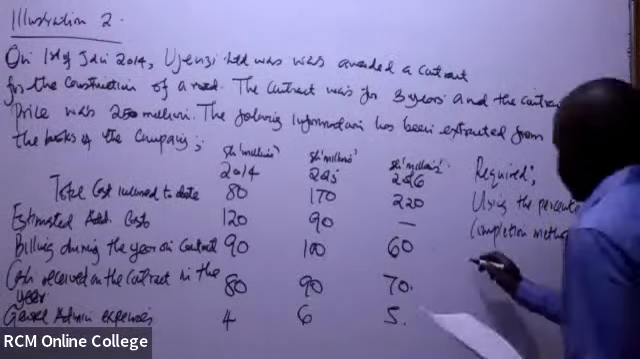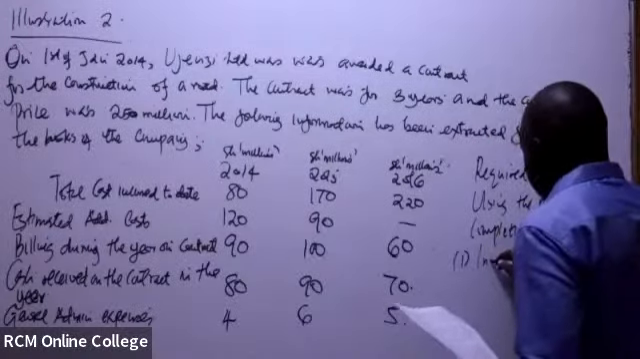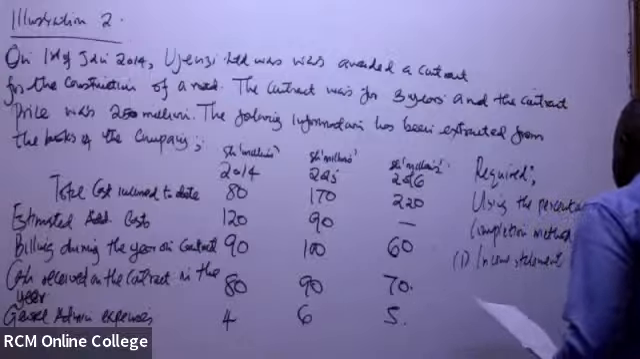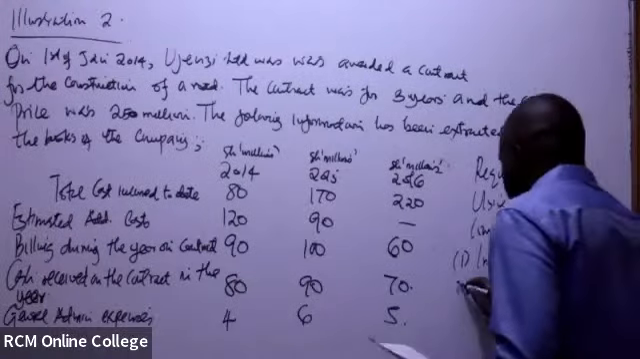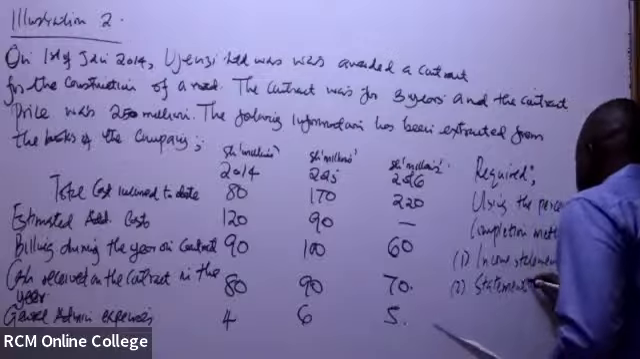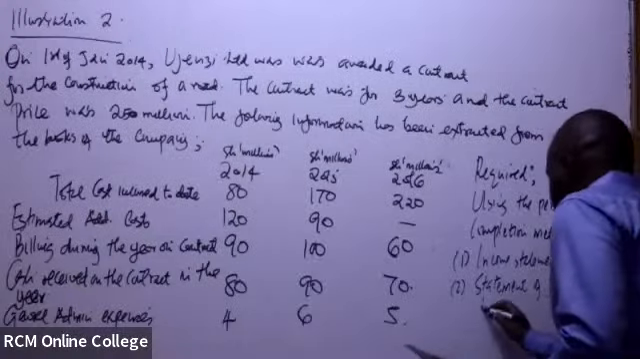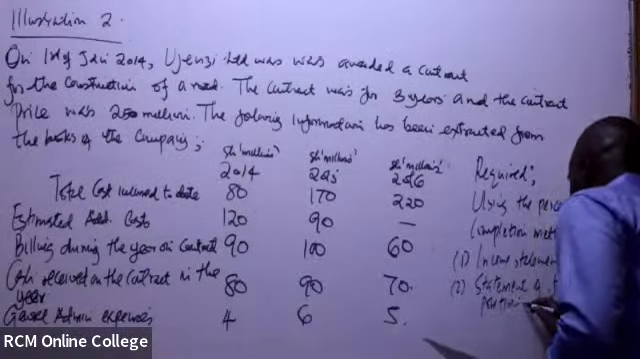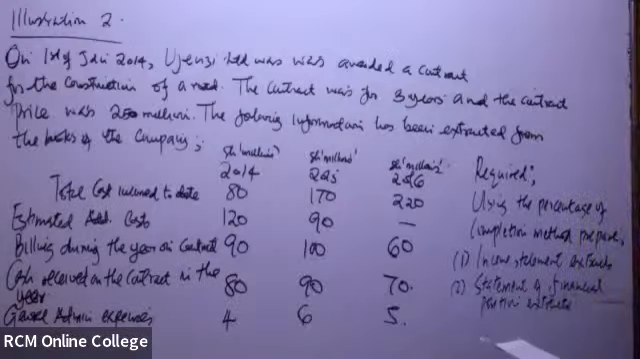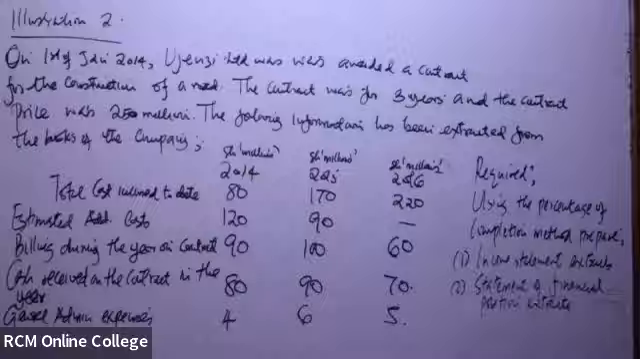What are we required to prepare? Number one, income statement extracts. Number two, statement of financial position extracts. So that's what you are required in this case to do: to prepare. So you can copy.